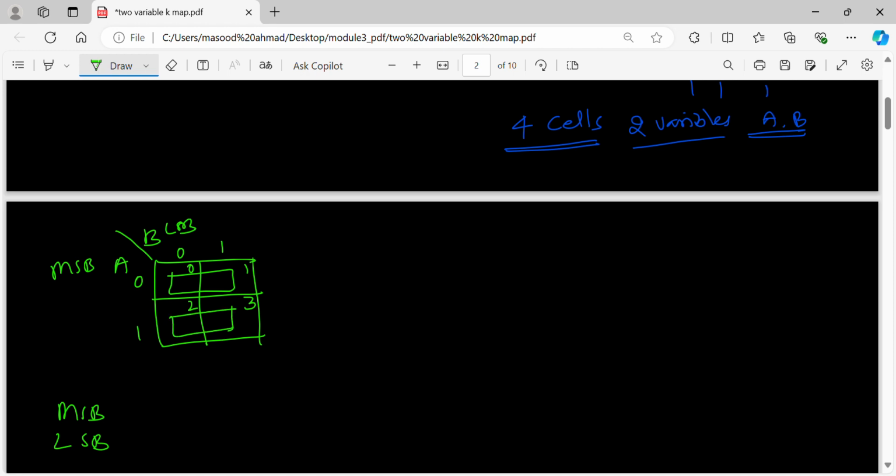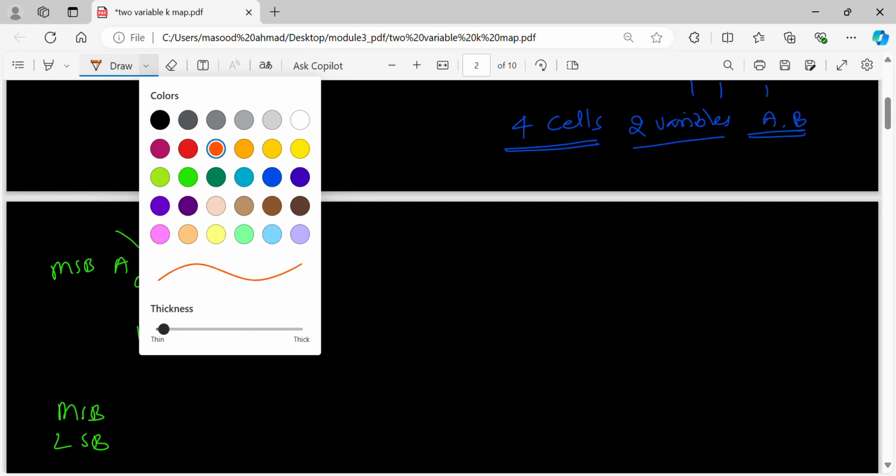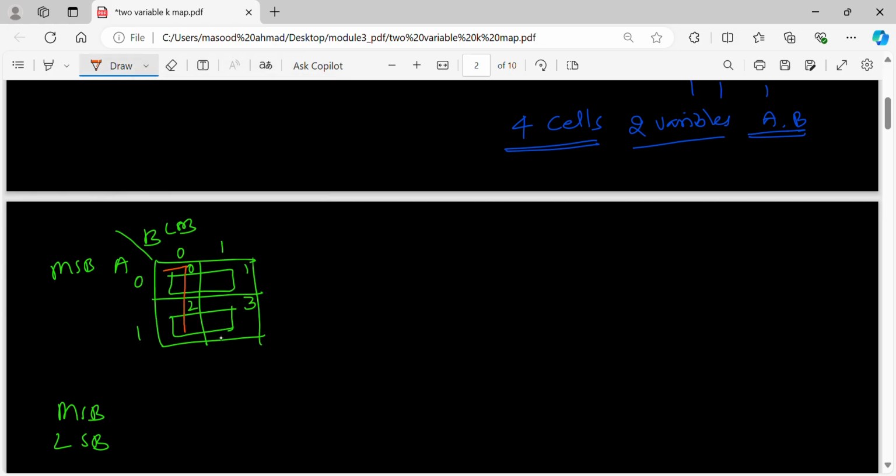What are the other possible ways? I can combine these two with these two. Any other possible combinations? Or I can combine all four. This is exactly the principle of adjacency. So cells 0, 1 are adjacent, 0, 2 are adjacent, 1, 3 are adjacent, and 2, 3 are adjacent.